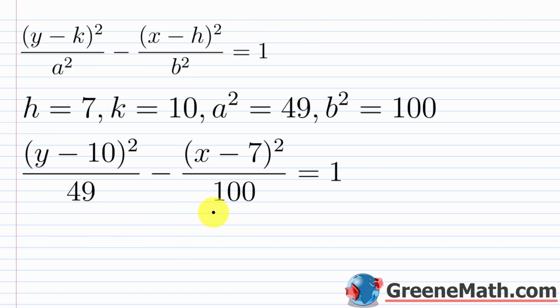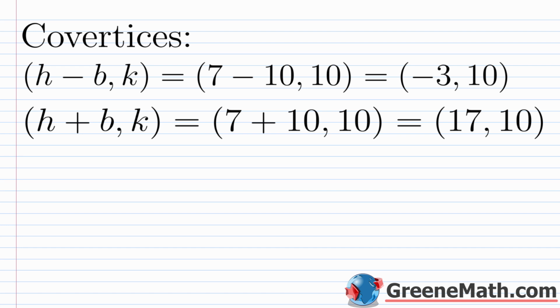Just putting things down in a neat way. Again, this is the form we're using. We know that h is going to be 7, k is going to be 10, a squared is 49, b squared is 100. So y minus 10 quantity squared over 49 minus x minus 7 quantity squared over 100 is equal to 1. So the covertices, again, we're just moving to the left by b units and to the right by b units. Remember, b is 10, so you can end up with negative 3, 10, and then 17, 10.